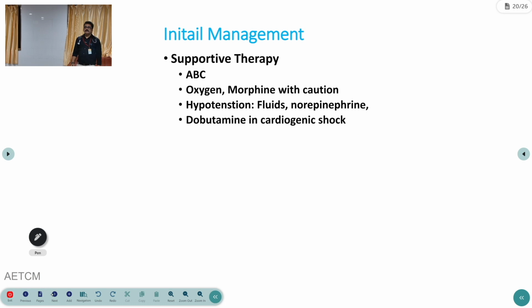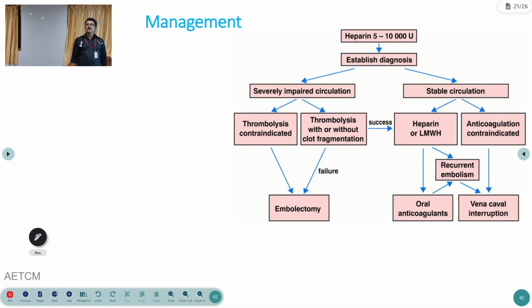Initial management, ABC should be taken care of. Morphine can be given, but morphine sometimes can produce hypotension. For pain, you can try adrenaline or something. Hypotension, that we have already seen, should be treated with fluids or noradrenaline. Dopamine should be started after noradrenaline in cardiogenic shock. Fluids are the mainstay treatment in pulmonary embolism induced or RV failure induced hypotension.